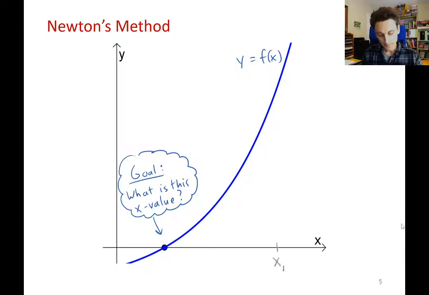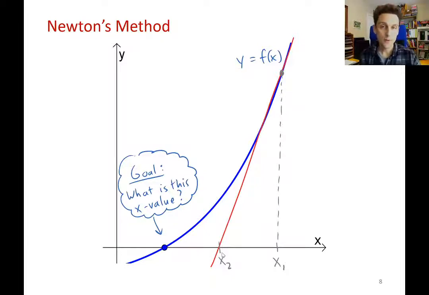and plug x1 into the function. There's where the dot is at that x value. Then find the tangent line to that function at x1. And see where the tangent line intersects the x-axis, which would be right about here at x2. That's fairly straightforward to find, and we're going to do that algebraically.